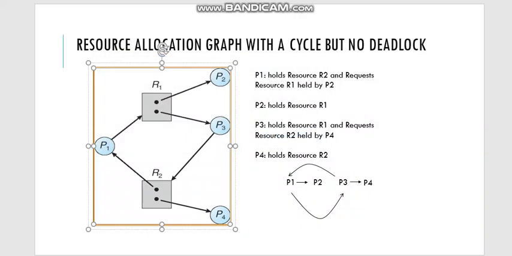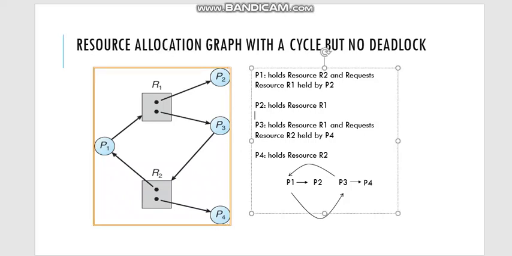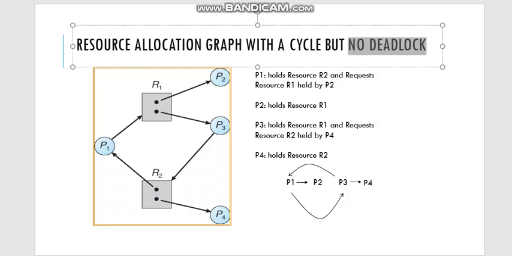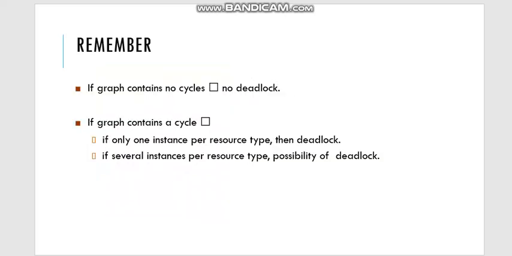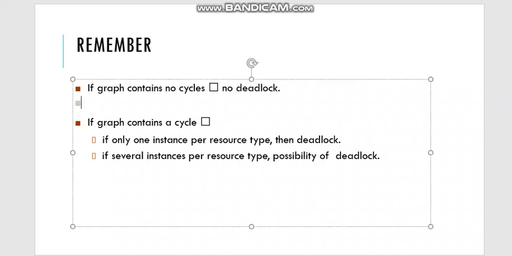Hence, if you see the deadlock, it is not necessary that whenever a cycle exists, a deadlock exists. That's why that example where there is a cycle but no deadlock. Whenever there is a cycle, there has to be a deadlock, but it is not necessary. We have to check and see whether the processes are 100% dependent on that. Then only the deadlock might exist. That's why we should remember if a graph contains no cycle, there has to be no deadlock. 100%. There is no deadlock because there is no cycle.